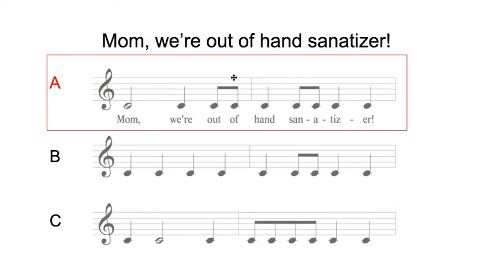Mom, we're out of hand sanitizer. One more time. Mom, we're out of hand sanitizer. Now I'm just kind of like, Mom, we're out of hand sanitizer. No one really talks like that. But I might say, Mom, we're out of hand sanitizer. Maybe I would say it faster. I don't know. But people talk in rhythms all the time. Everything you hear is in a rhythm, right?